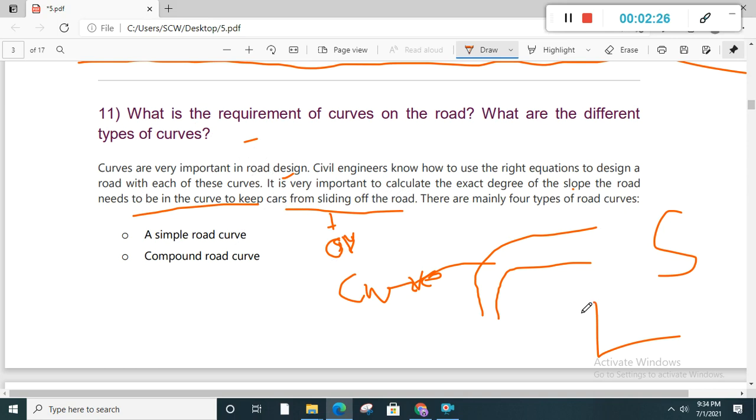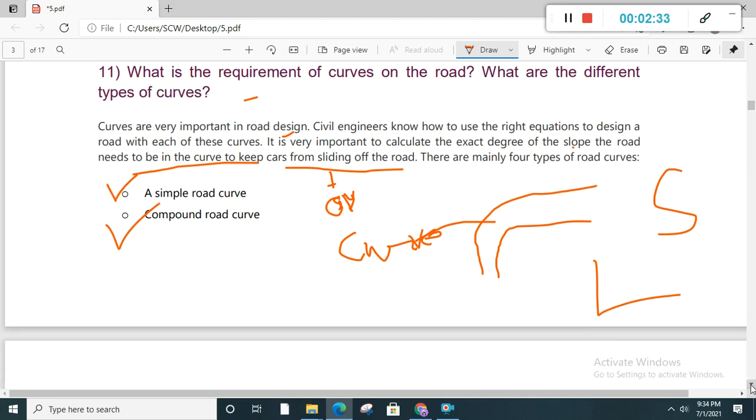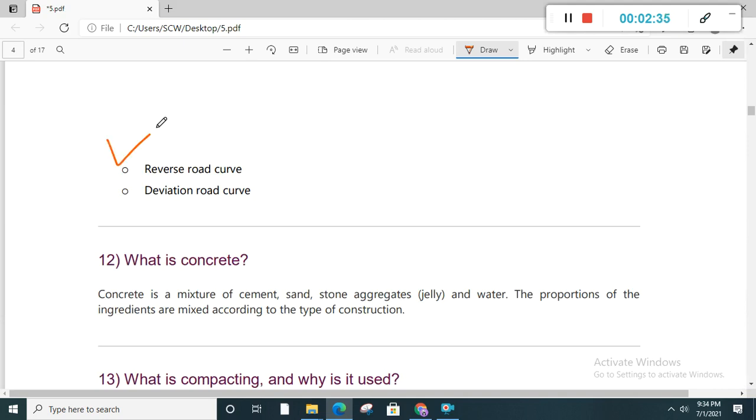Okay, so there are mainly four types of road curves. What are they? One is simple road curves, secondly compound road curves, thirdly reverse road curves, and fourthly deviation road curves.